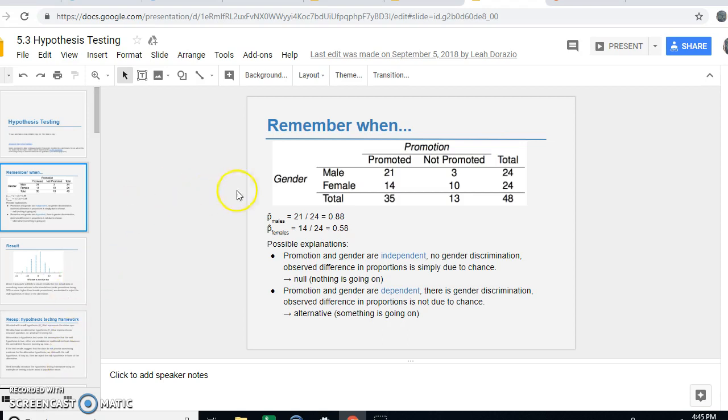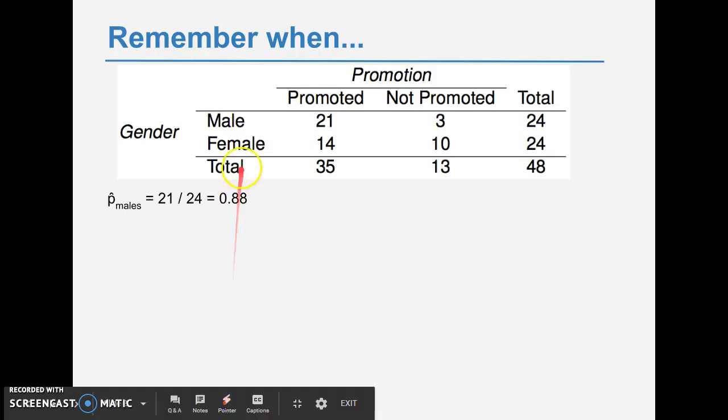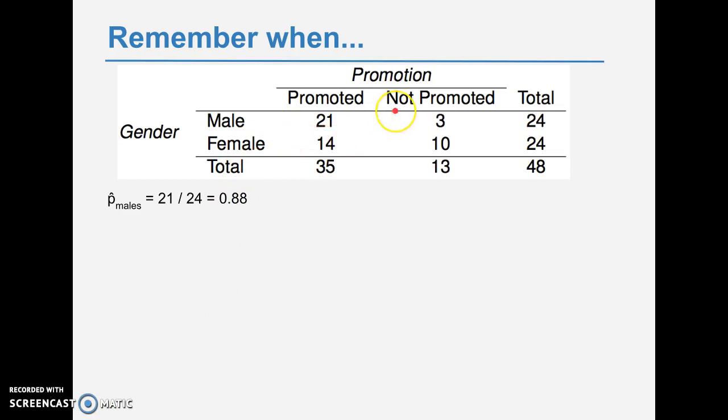So what we're going to first take a look at here is the gender discrimination claim, where we have 35 people being promoted out of 48. We have 24 males, 24 females. Of those 24 males, 21 were promoted, 3 were not. 14 females were promoted, and 10 were not.